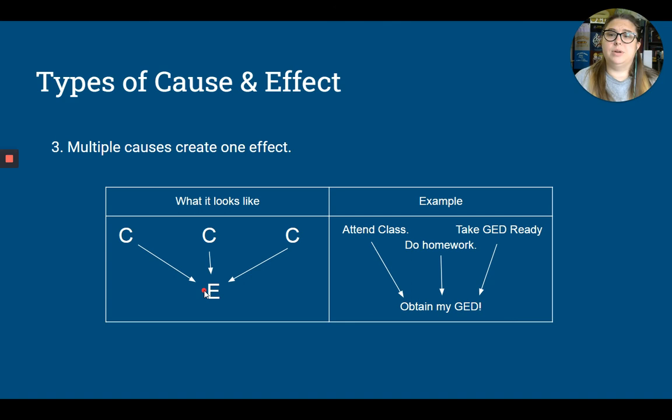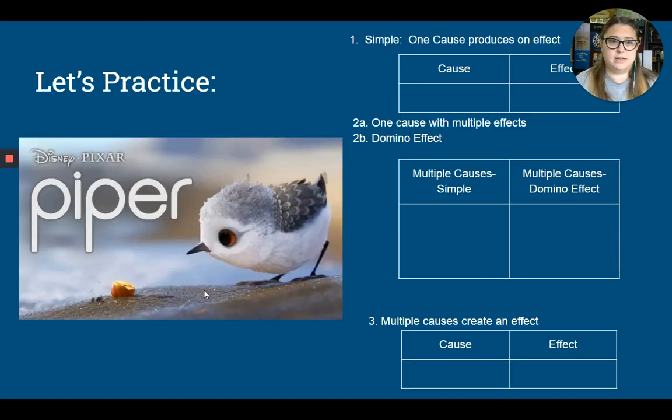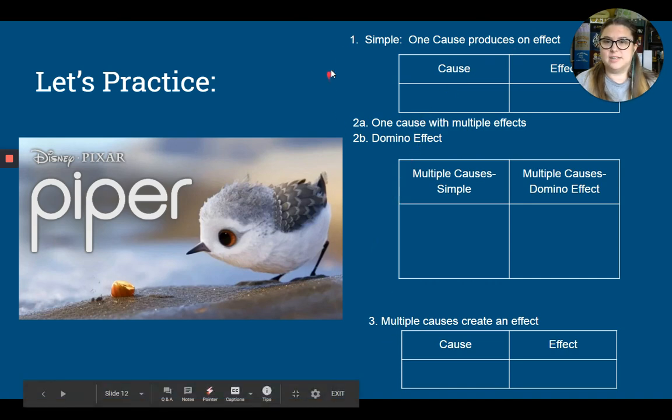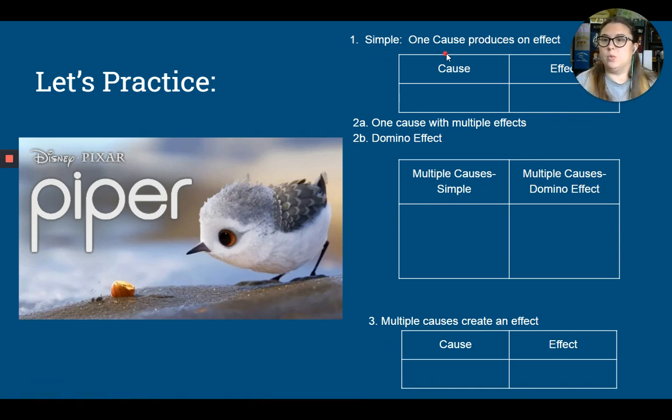All right, so now it's your turn to practice. So what I've got here are the four types of cause and effect: 1, 2A, 2B, and 3. So our first one we said was simple cause and effect, where one cause produces one effect, right? My shoes were untied, so I fell.